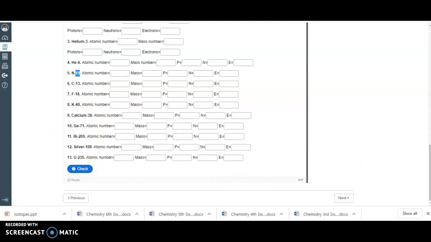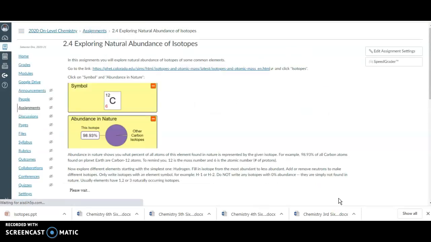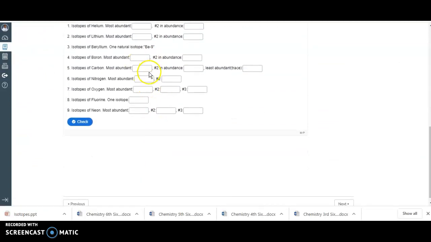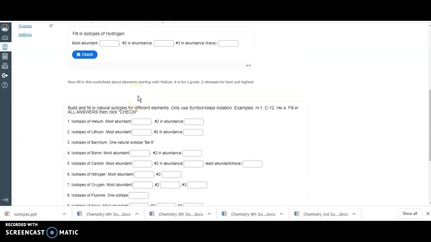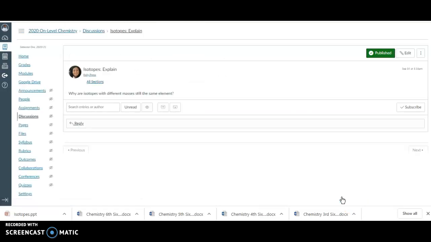Once you've done with this, click on check before you click on move on to the next activity, which is exploring natural abundance of isotopes. So this is also a PhET simulation. So you're going to click on this to open it in a different window and then use that to complete this information or this worksheet you have at the bottom. And then check and see if you got them right before you move on to the next activity. Please make sure you always try and redo it. If you don't get all of them right, check, see what you did wrong and do it differently and see if you can get them right.